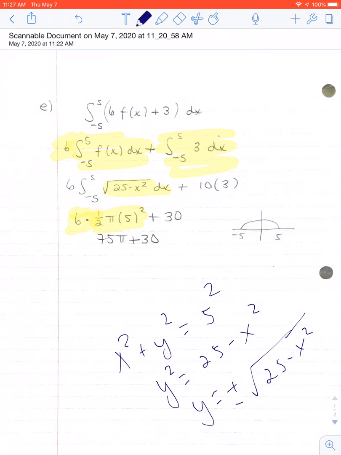Now this other one you could do a couple of ways. I just thought that from -5 to 5, it was at y equal 3, which was a horizontal line. So it's a rectangle. Of course, that's not to scale, but a rectangle of 10 times 3. Now, if you didn't remember that, you could just integrate 3 and then use the fundamental theorem to get 30. And then when you add it up, you'll get that answer.